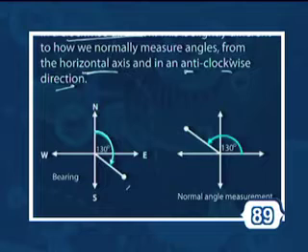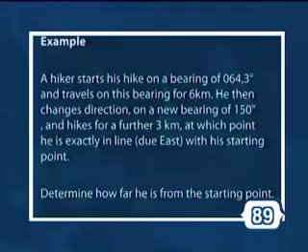So with our normal angle, we measure from the horizontal axis and in an anti-clockwise direction. So that will be how we normally measure an angle, and that would represent 130 degrees. So the big difference you will see when you're dealing with bearings questions is to get the sketch correct, because there's a huge difference between the way we would measure an angle and the way we would measure a bearing. So let's look at the example on page 89 to illustrate this.